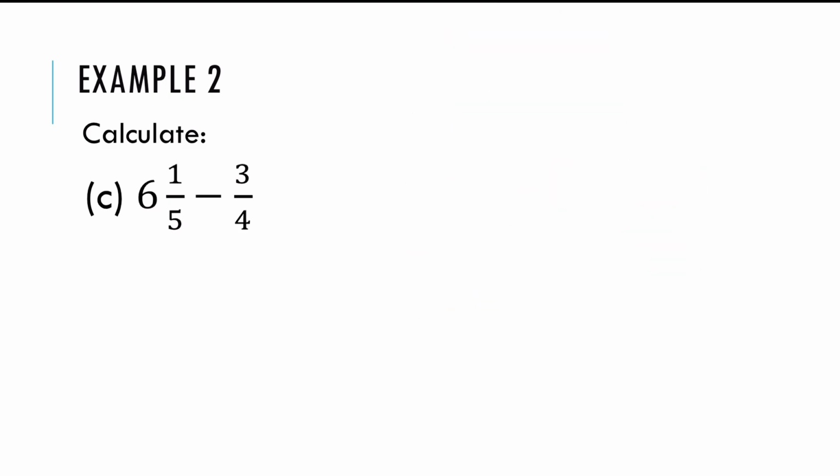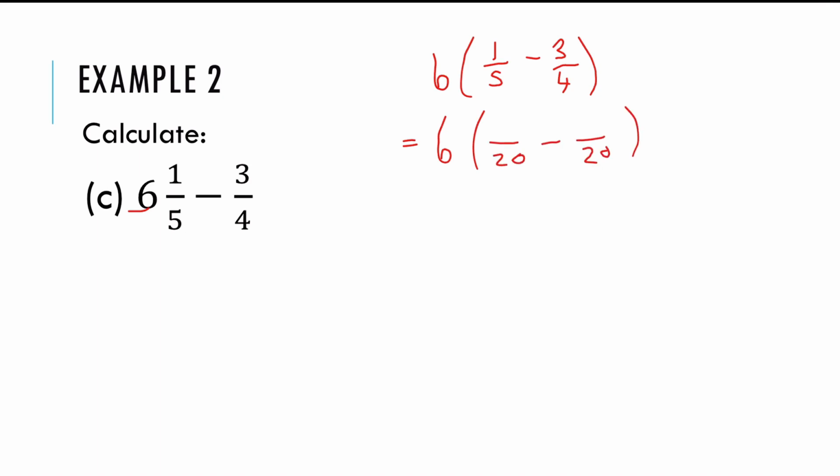Okay, one more example. I've got 6 1/5 take away 3/4. Now I don't actually have any whole numbers to take away from the 6, so that just stays a 6 on the outside, and I've got a 1/5 take away 3/4. My lowest common multiple of 5 and 4 is 20. 5 multiplied by 4 gives me 20, so I need to multiply the top by 4 too. 4 multiplied by 5 gives me 20, so I need to multiply the top by 5, which gives me 15.